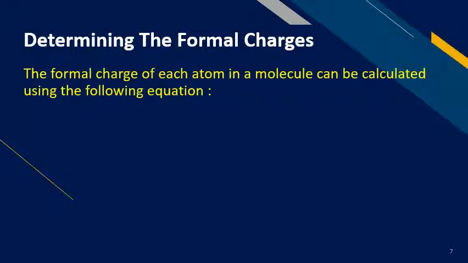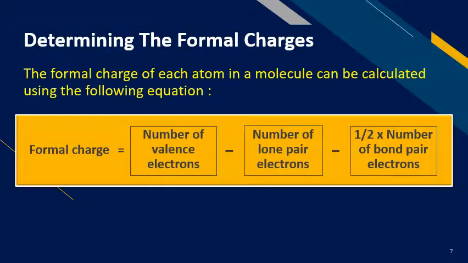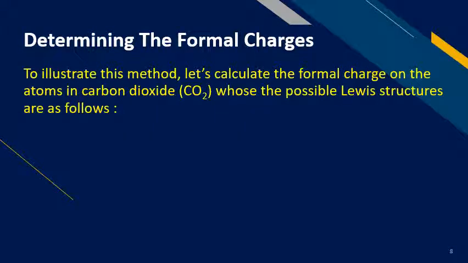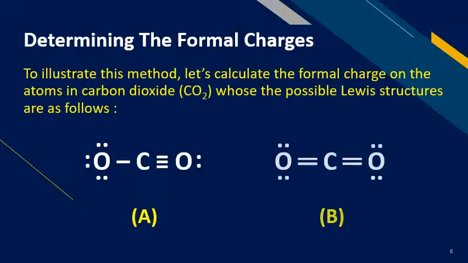How to determine the formal charge? The formal charge of each atom in a molecule can be calculated using the following equation. To illustrate this method, let's calculate the formal charge of the atoms in carbon dioxide, whose possible Lewis structures are as follows. We have two possible Lewis structures for carbon dioxide.